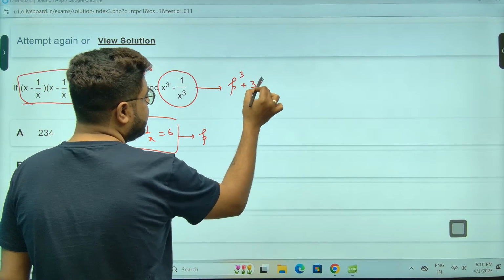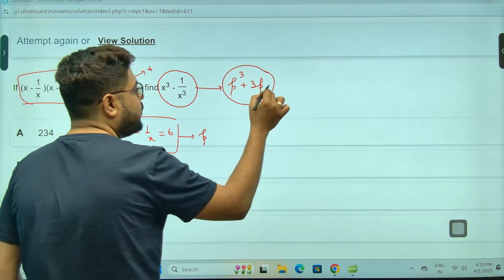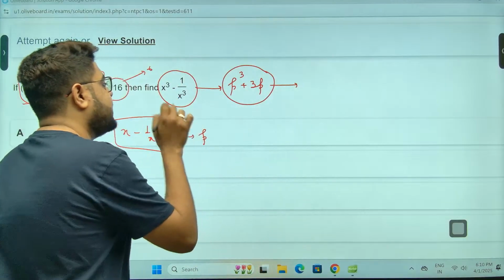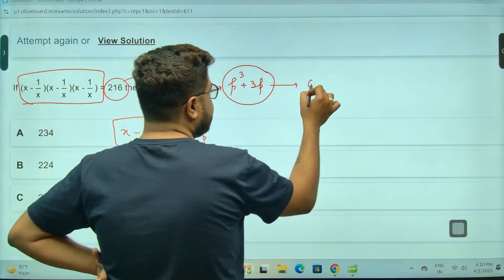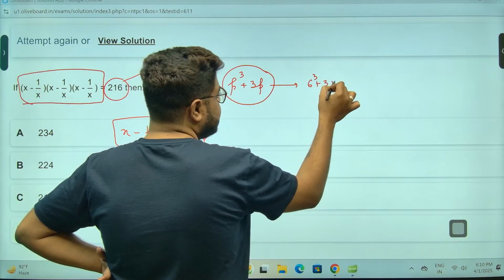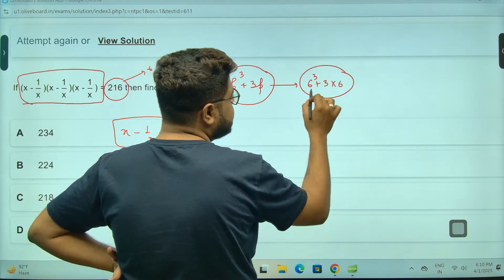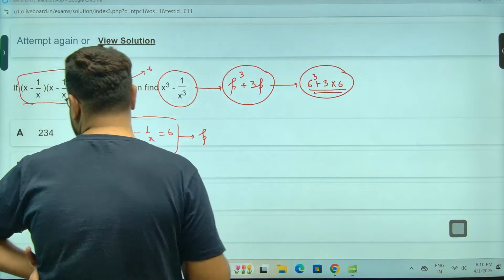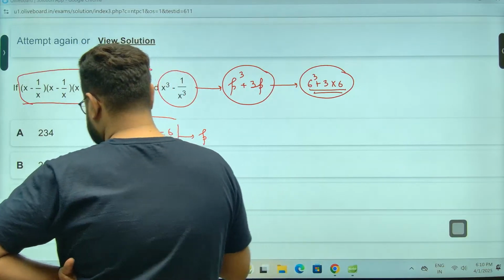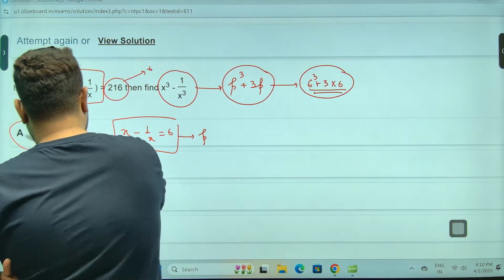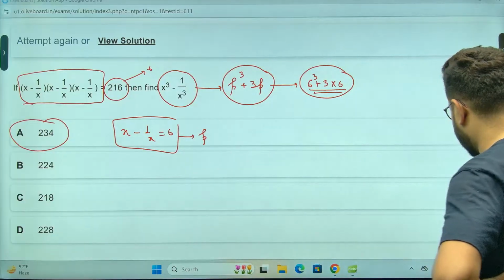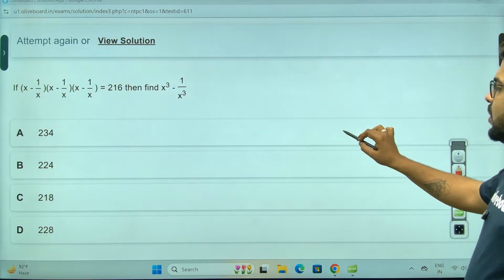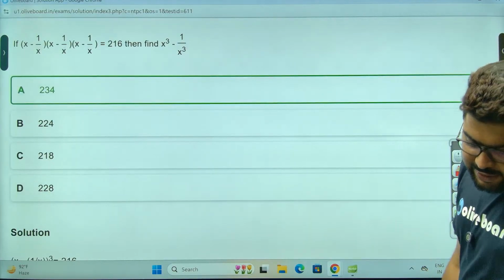We all know this, wherever you have studied arithmetic and algebra from. So it will be 6 cube plus 3 into 6. How much? 216 and 18. 216 and 18 is 234. Option number A is the correct answer, 234.